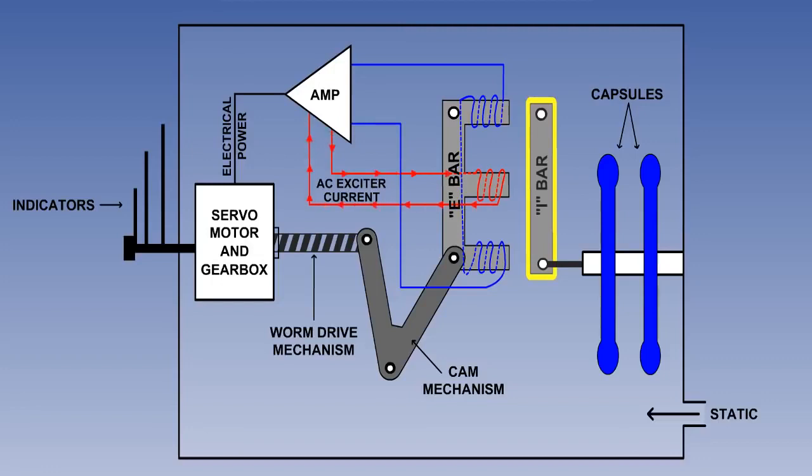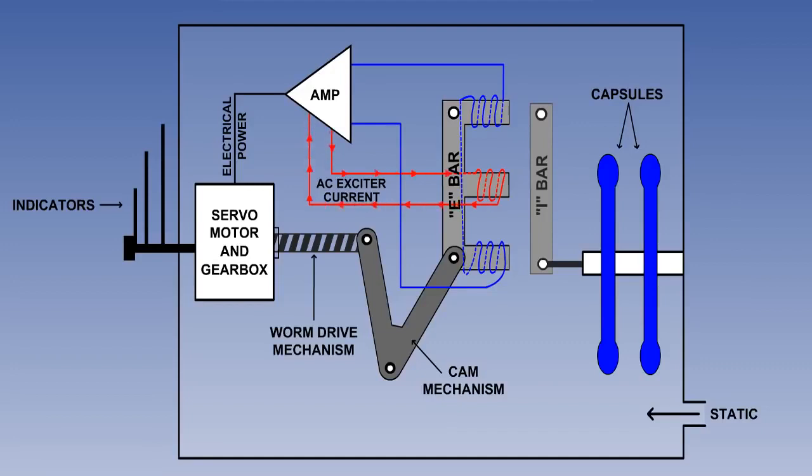We can see here in diagrammatic form how this is achieved. Movement of the capsules is transmitted to a pivoted bar, known as an I-bar. Opposite the I-bar is an E-shaped bar. As we can see, the E-bar has coils wound around each leg. The coils on the outer legs are wound in opposite directions, which causes them to be 180 degrees out of phase with each other. AC current is fed to the middle leg, which sets up an alternating magnetic field in the outer legs.